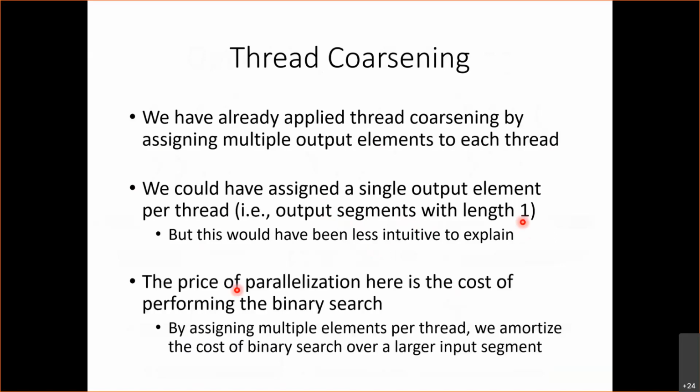So again, the price of parallelization here is the cost of performing binary search. By not assigning each thread to a single output element, but assigning each thread to multiple output elements, we amortize the cost of binary search over a larger input segment. Okay, so this was a quick overview of what we covered last time.